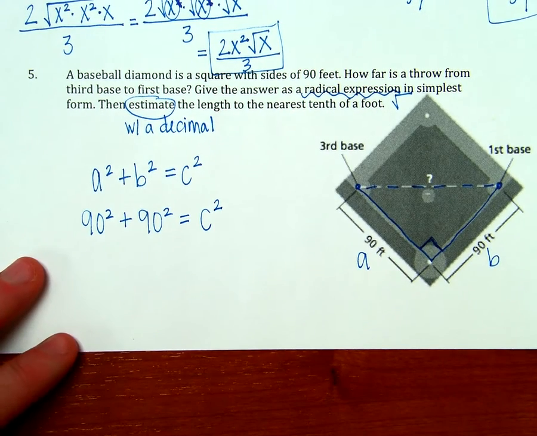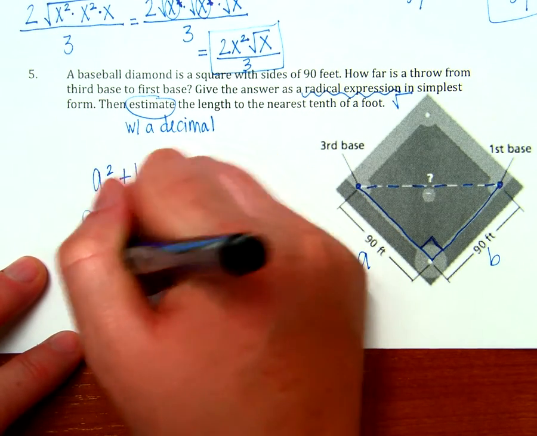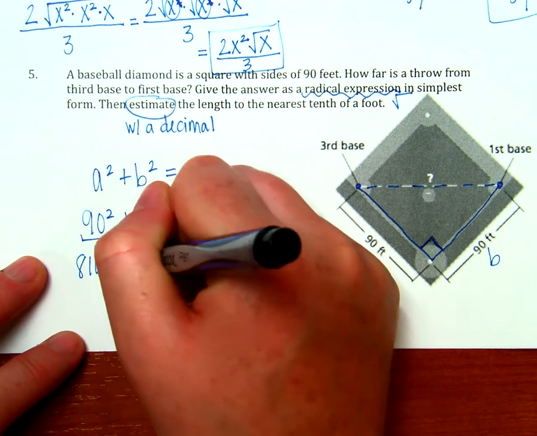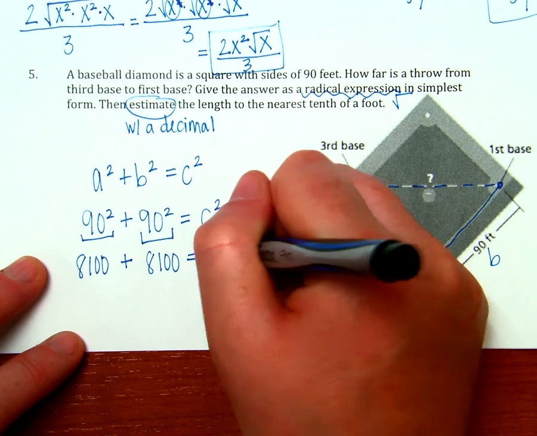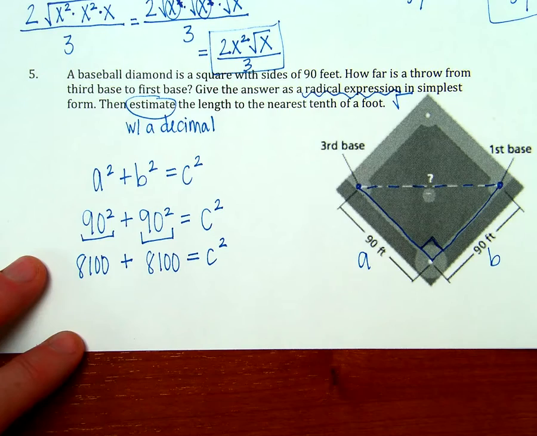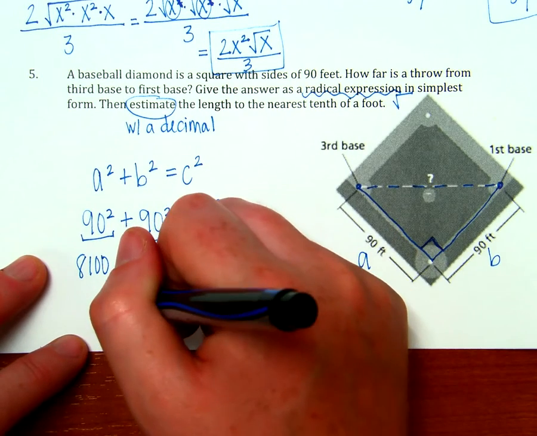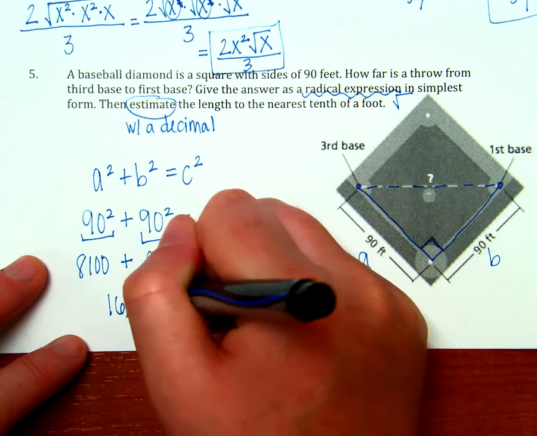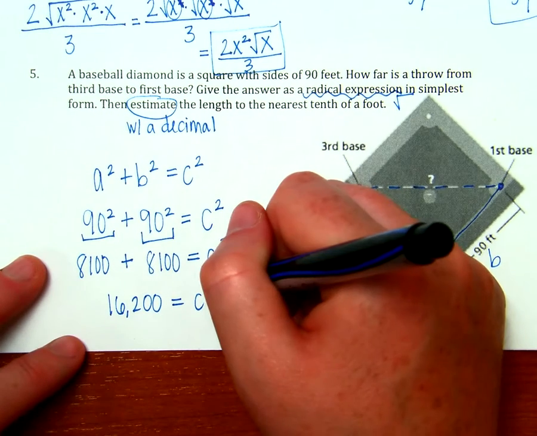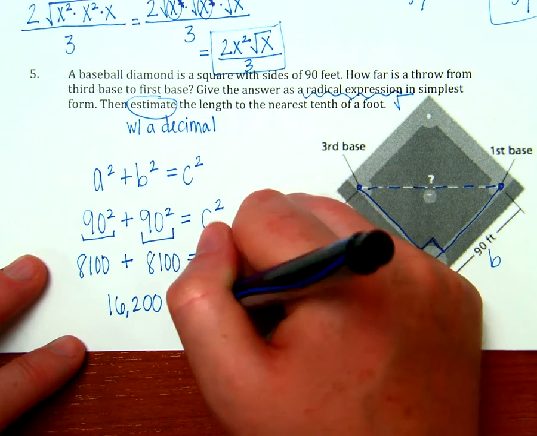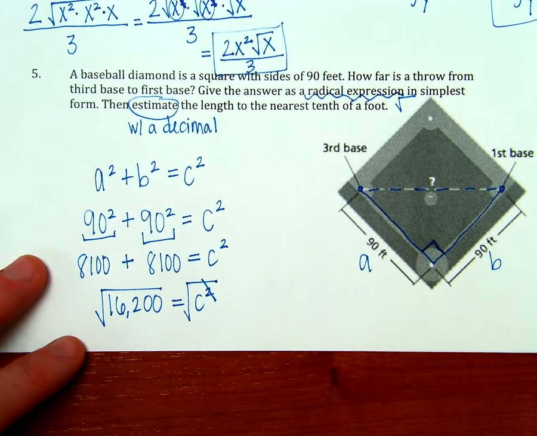From here, you can do 90 squared in your calculator, and you should get 8,100. Plus 90 squared again is another 8,100. And still, we have equals the c squared that we don't know. If you type 8,100 plus 8,100 in your calculator, you will get 16,200 equals c squared. And then we can figure out what c is. You have to get rid of a squared. To get rid of a squared, we square root. That way they cancel each other out. So that's where those radical properties are coming into play here.